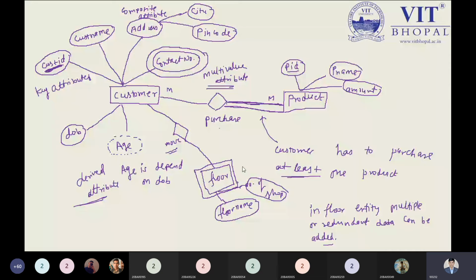Now is it clear to all right now? And what is the relationship between the customer and floor? Moving. He is just moving or he is just going. So I've just put the name of the relationship and that is moving. Now, is it clear to all right now?